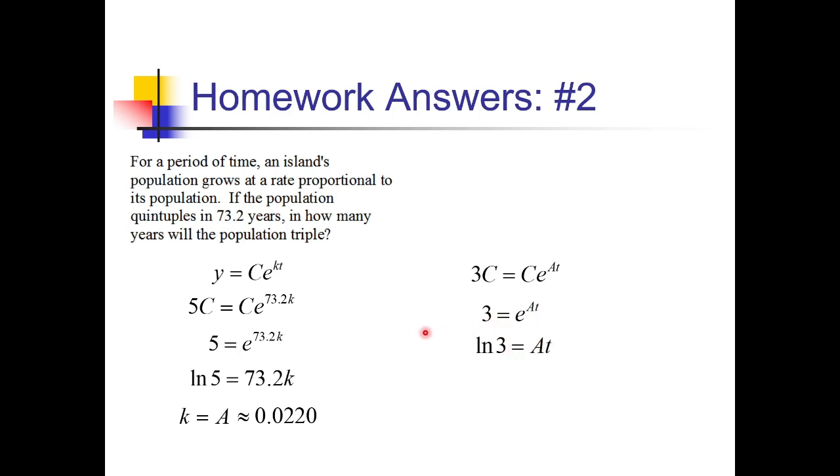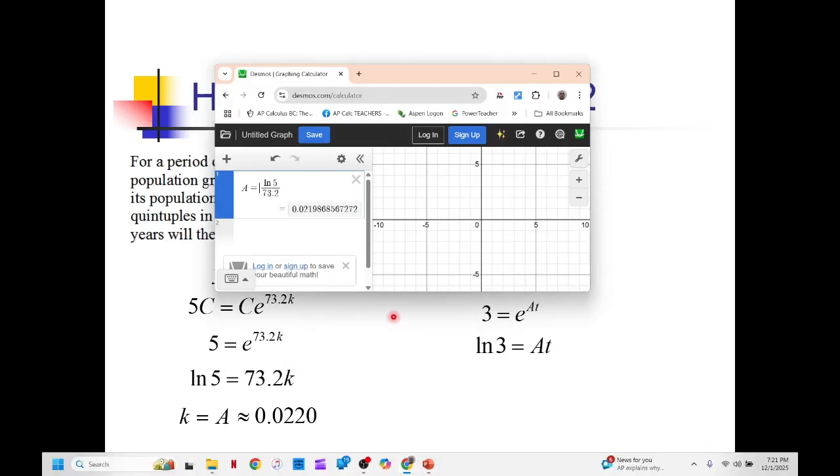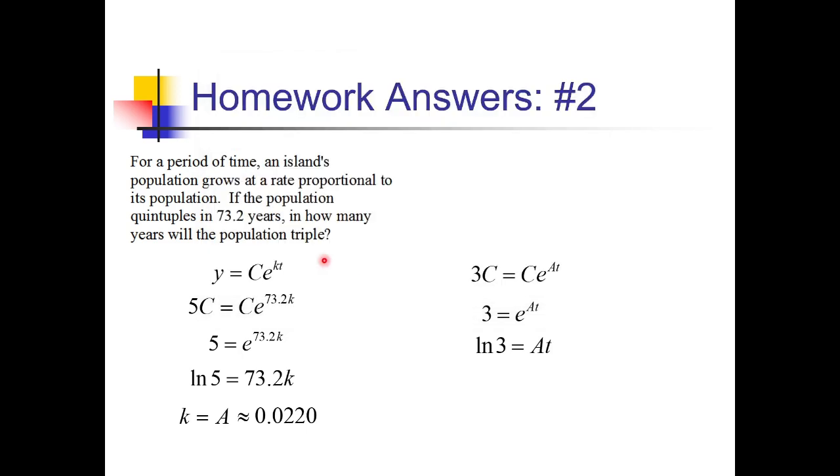And then dividing both sides by a, I need to go on the calculator for that. So let me go down here. ln of 3 divided by a comes out to about 49.967. And that is going to be in years according to what the population's time units were.